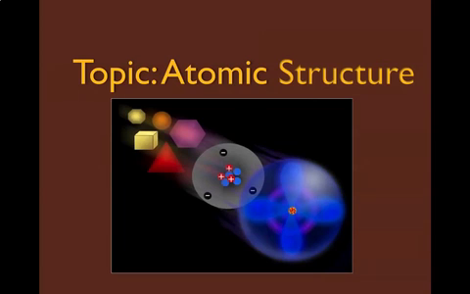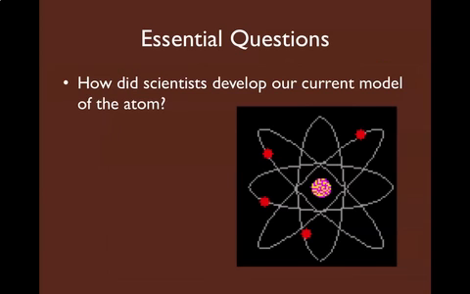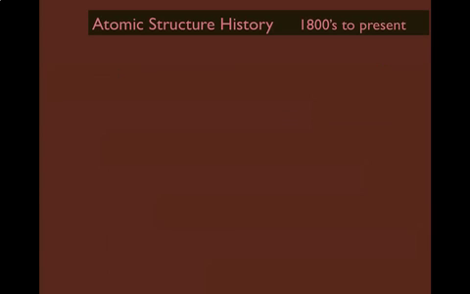The topic for today's video is atomic structure. Essential questions are: how did scientists develop our current model of the atom? So we'll be looking at atomic structure history and how these theories evolved over time. We're going to start with the 1800s.